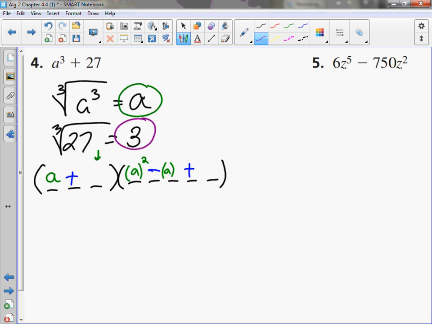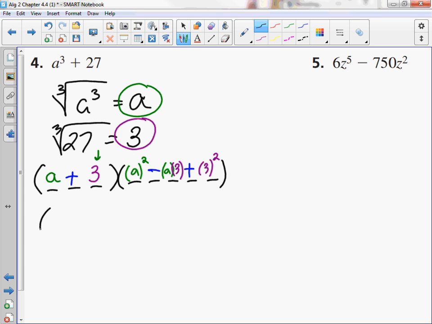Our B, you plug it in here. No B, 3 to the first, and then 3 squared. Any questions on how we plug this in? Any questions on any of this here so far?